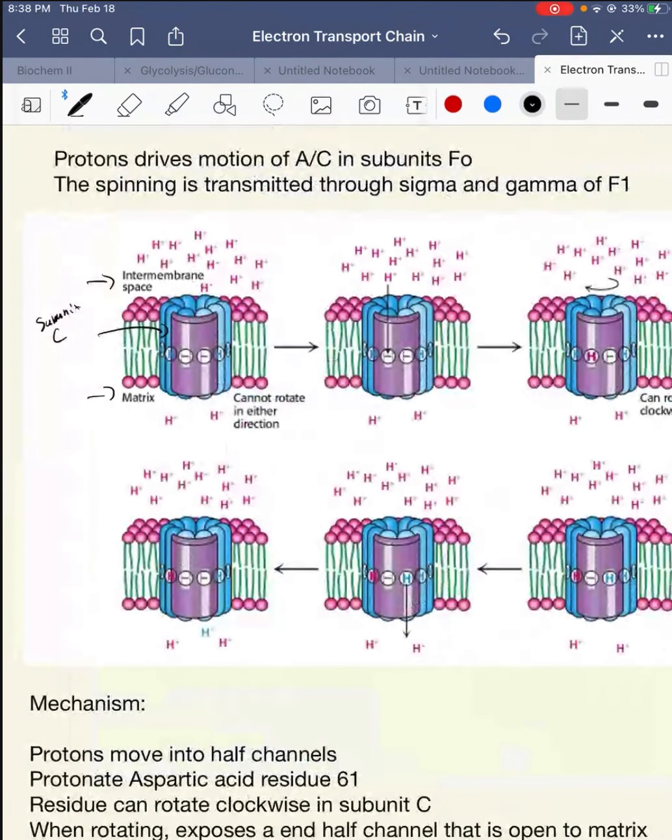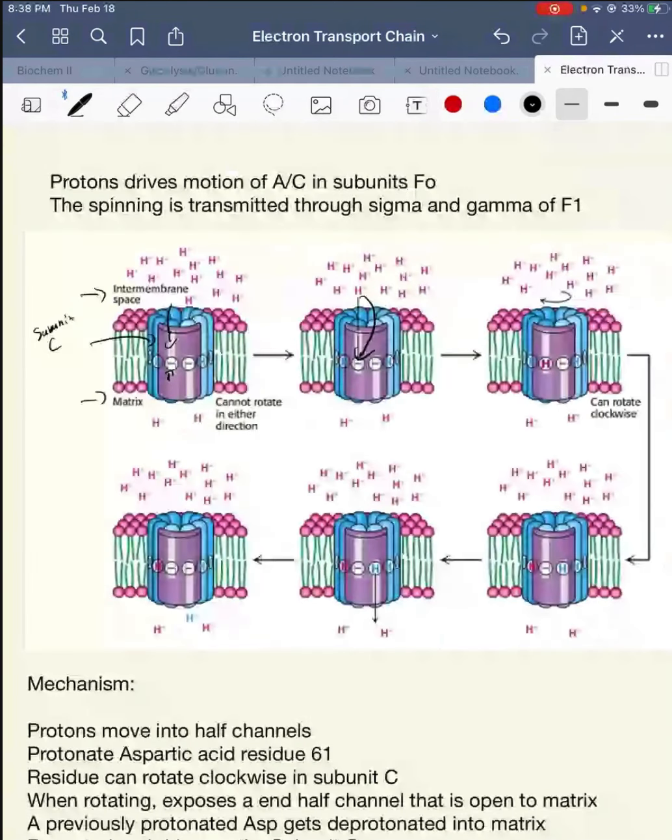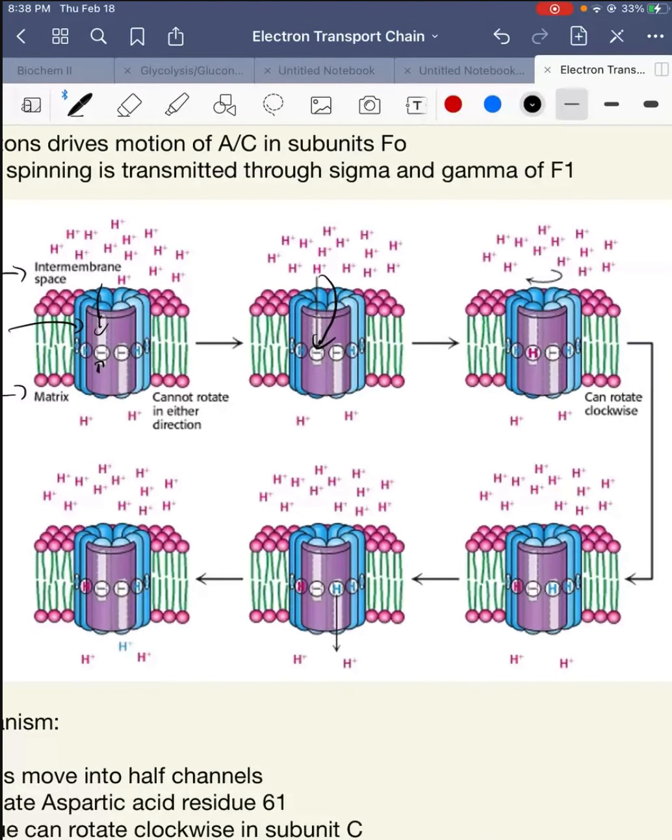A proton moves from the intermembrane space into a half channel, and what it does is protonate an aspartic acid residue at position 61. This is a negatively charged aspartic acid residue. We have a proton that comes in, and then it protonates the aspartic acid residue. Okay? Once it does that, it allows the channels to rotate clockwise. So you'll see here it's rotating clockwise.